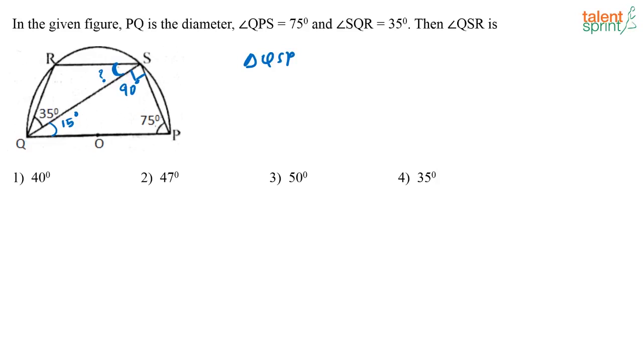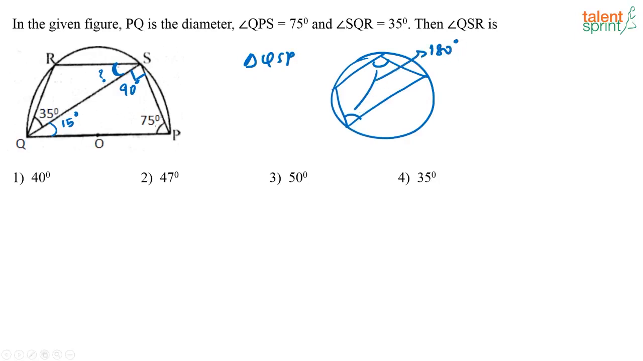Now how do I find out what that angle is? See, this is actually a cyclic quadrilateral, right? That is a quadrilateral inside a circle, right? Any quadrilateral inside a circle is called as a cyclic quadrilateral. So whenever you consider a cyclic quadrilateral, the sum of the opposite angles will be equal to 180 degree, right? So in this case here, this angle plus this angle, they should add to 180 degree.